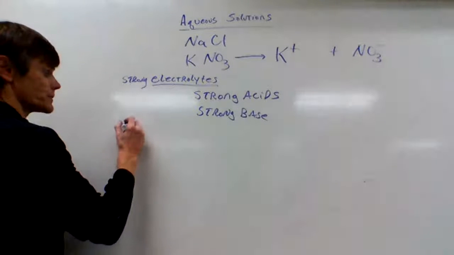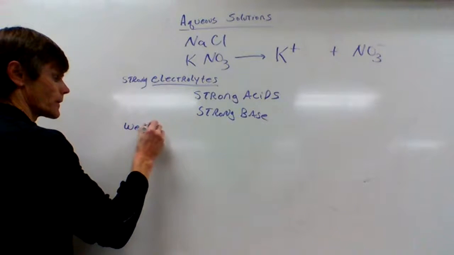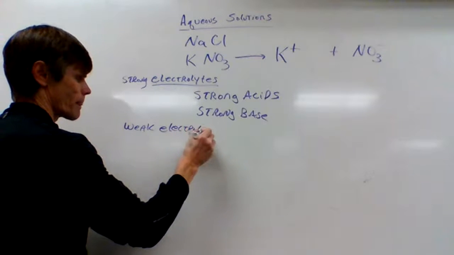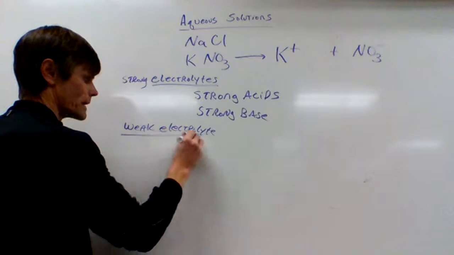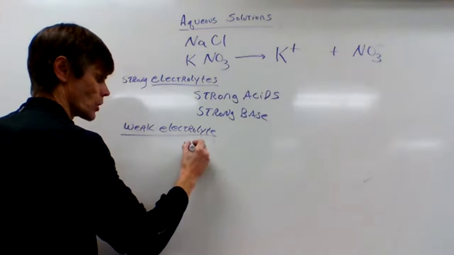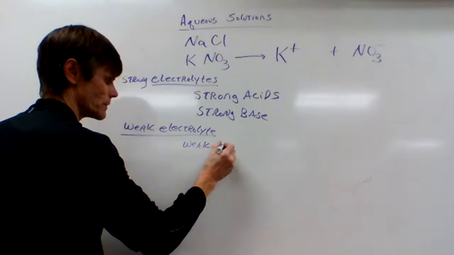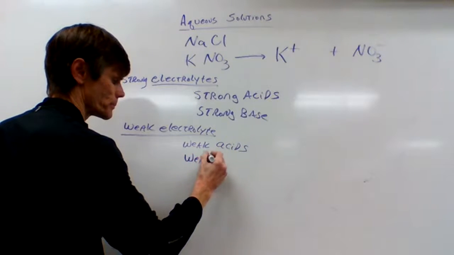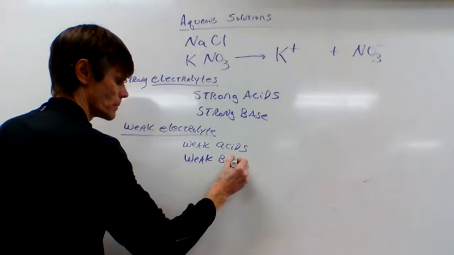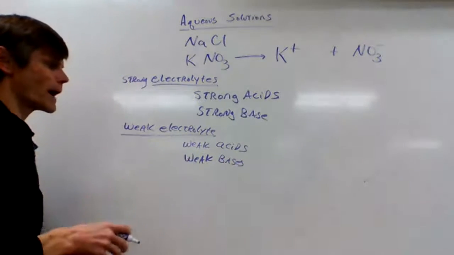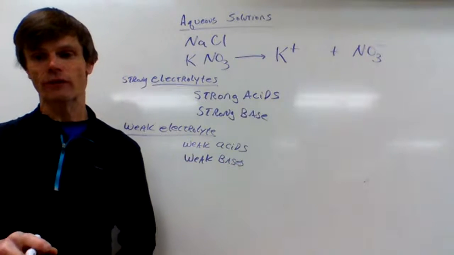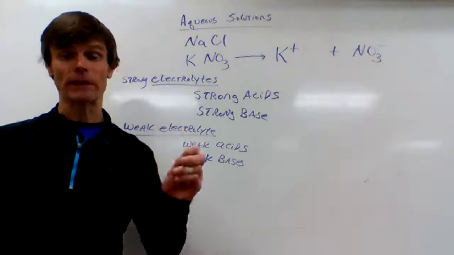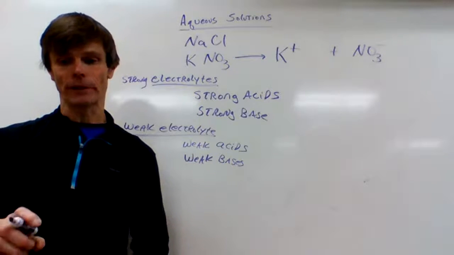Weak electrolytes, how we can further classify an electrolyte. Weak electrolytes are going to be weak acids and weak bases. The reason why weak acids and weak bases are weak electrolytes is that they don't ionize completely. They don't break up completely.